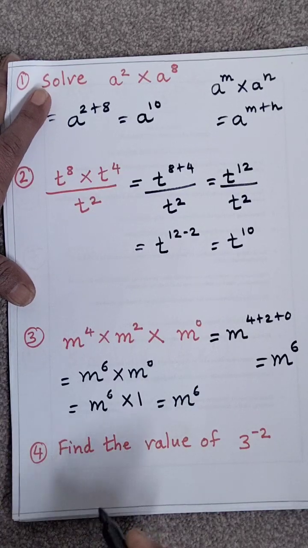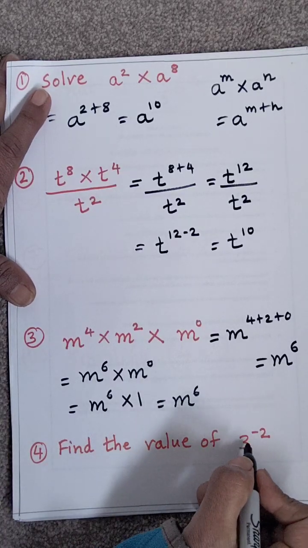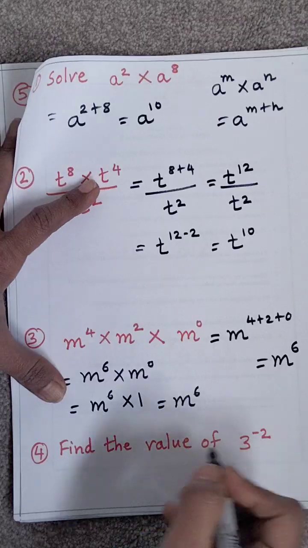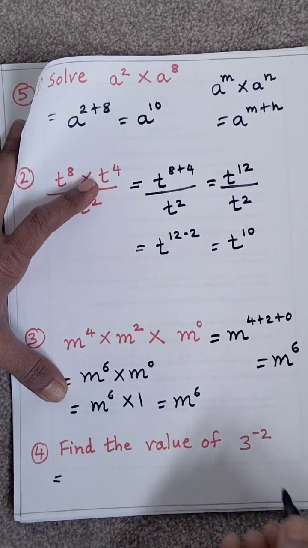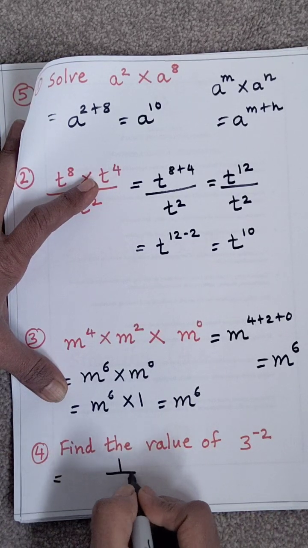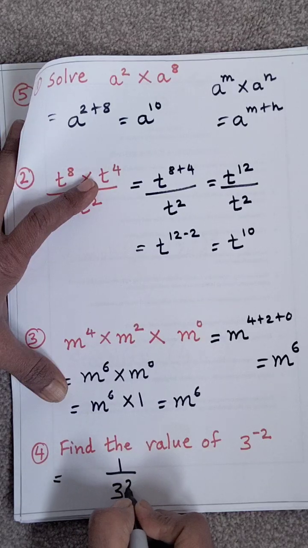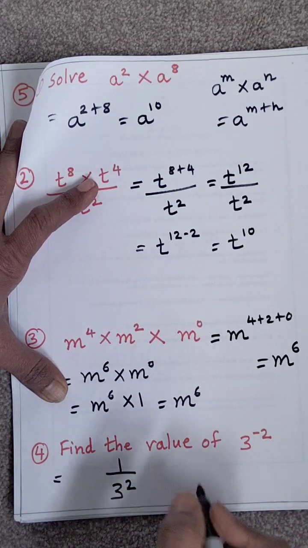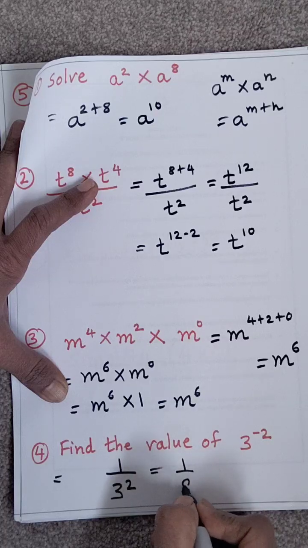Another question. Find the value of 3 raised to minus 2. So what do we do? It is 3 raised to minus 2. We just flip over and write it as 1 over 3 raised to 2, which is 1 over 9.